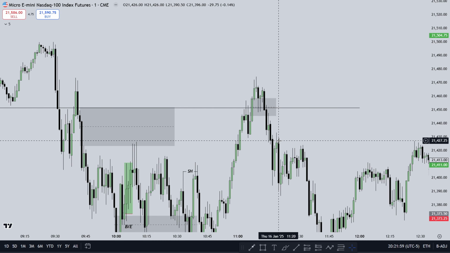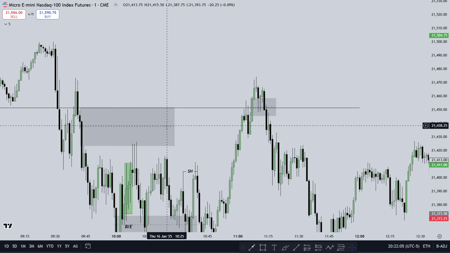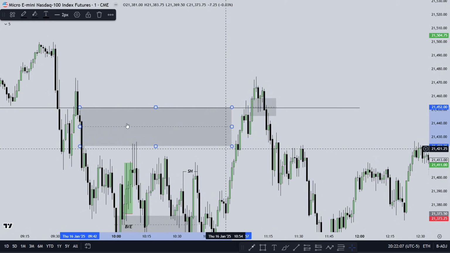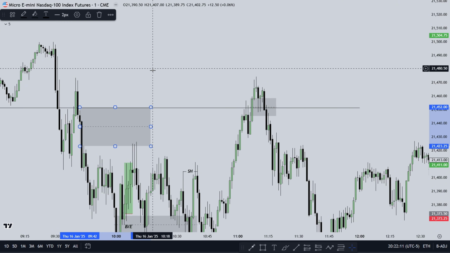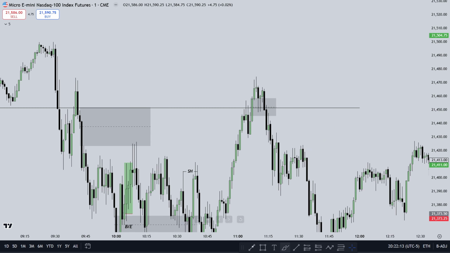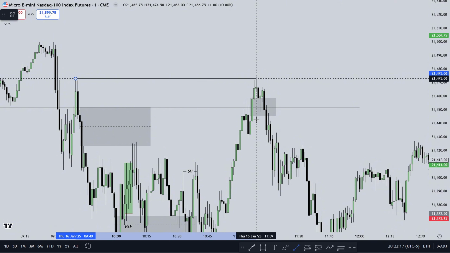So here's a great example of an inverse fair value gap entry that we hit on the same day as the last recording. So what do we see here? We saw a higher time frame fair value gap get filled right here. That's not necessarily too important, but then we saw that these swing highs right here got swept on NASDAQ right here.